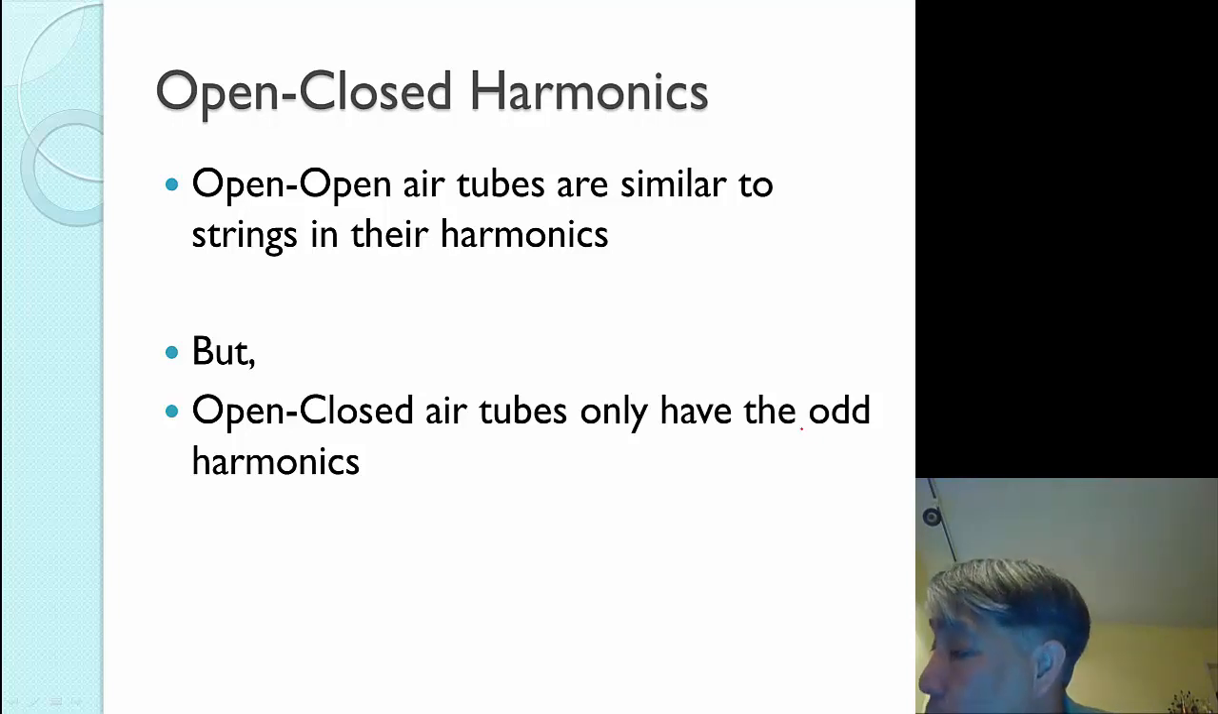So that's where people are going to get tripped up a little. I may ask a question, what is the second harmonic associated with this open-closed air tube? And A would be like 100, and then 200, 300, 400, and then E would be none of the above. And this would be one of those none of the above cases. There is no second harmonic associated with an open-closed air tube.